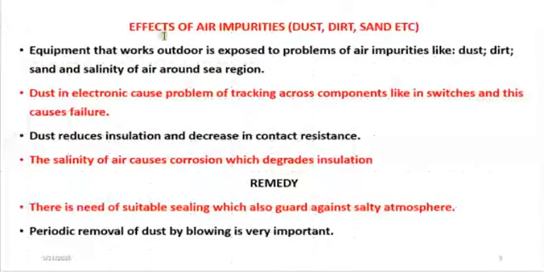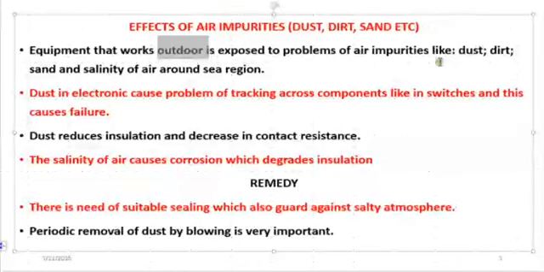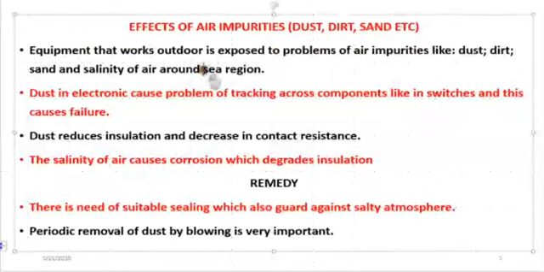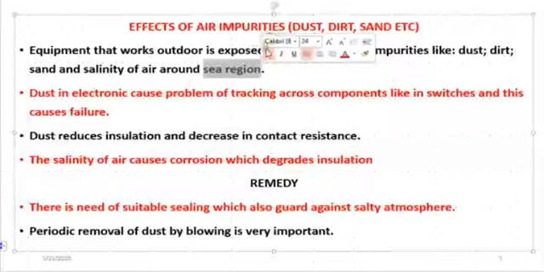So the next thing is we are going to look at the effects of air impurities, and this includes the dust, the dirt, and it includes the sand, of course, even the salinity, that is the salty component in the air. Any equipment we know that is operated outdoors, it is inevitable for it to be exposed to these items, that is the dust, the dirt, the sand, the salinity of the air around the area where it is operating. The salinity is basically evident in the sea regions, because the seawater, we know it has a large content of salt.